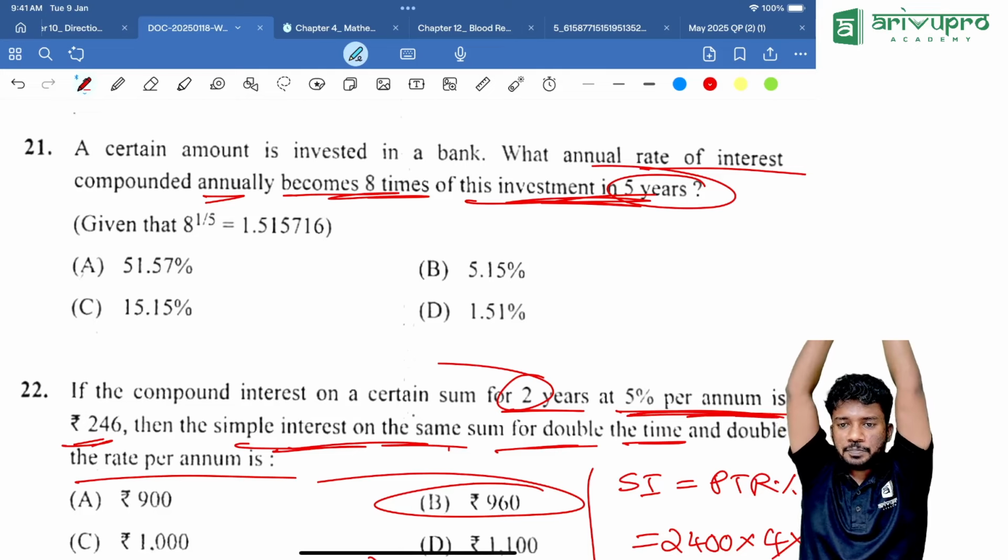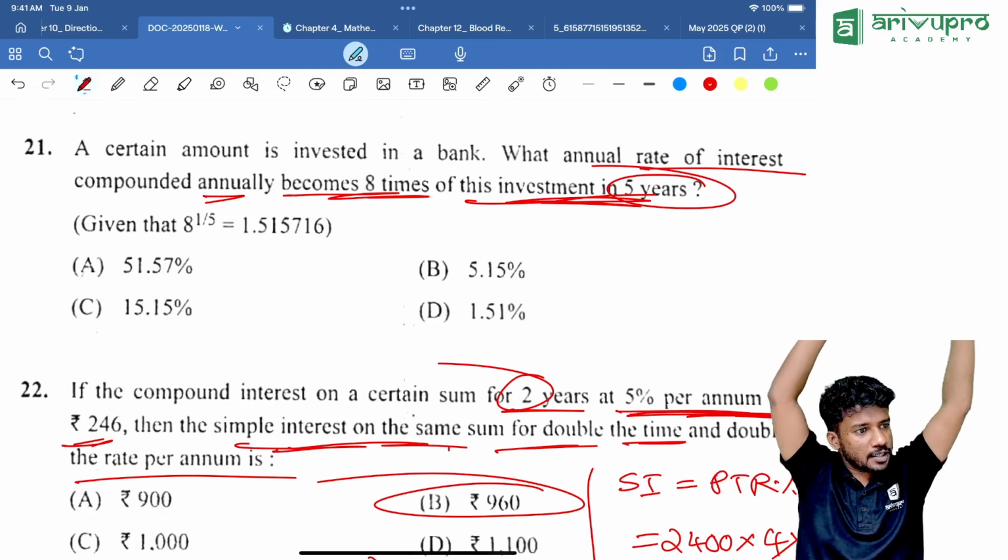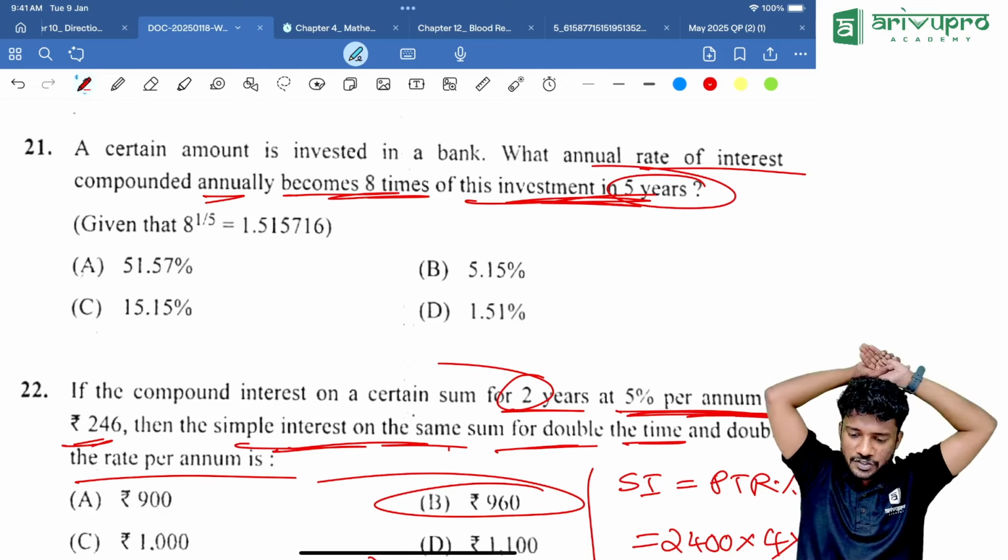A certain amount, P value, is invested. For example, 100 is invested. 100 is becoming how much? 100 is becoming 800. Then what is the question? Rate percentage you should find. Get me the answer. 100 is becoming what? 800. Then amount is 800, P is 100.